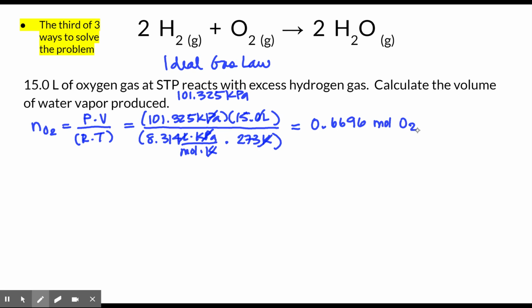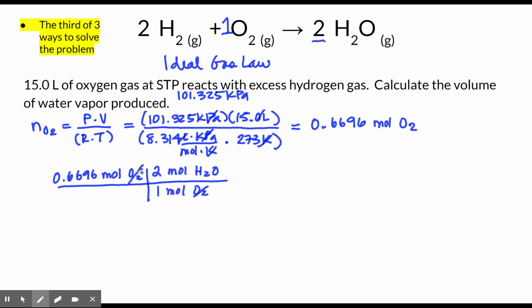So once you've figured out the number of moles of oxygen, we can then do really simple mole-to-mole stoichiometry to figure out the moles of water. So we're going to take 0.6696 moles of O2, and we're going to use the mole-to-mole ratios. For every 1 mole of oxygen that reacts, 2 moles of water will come out. So we're going to multiply by 2/1. So the number of moles of water that should result would be double.